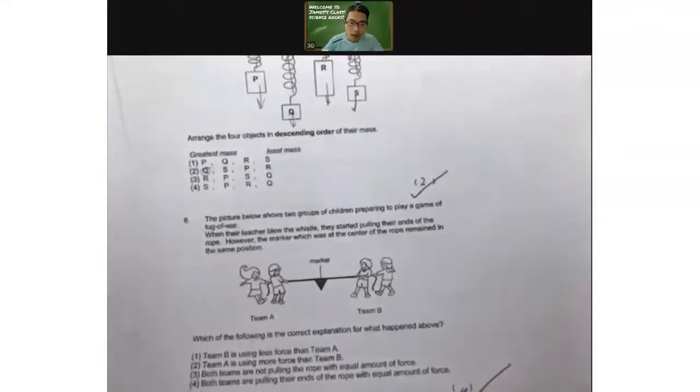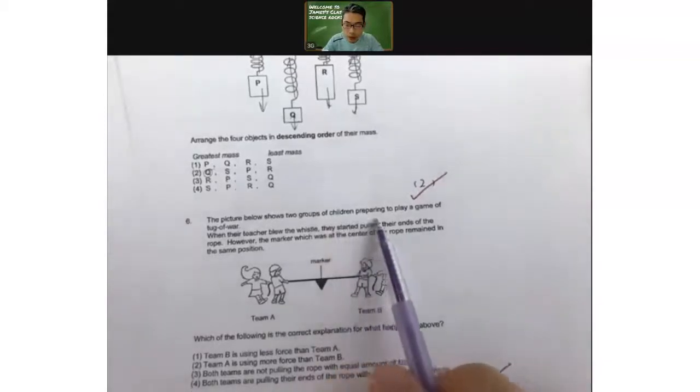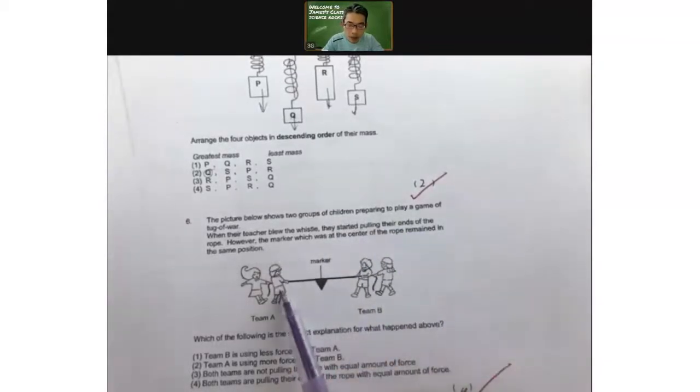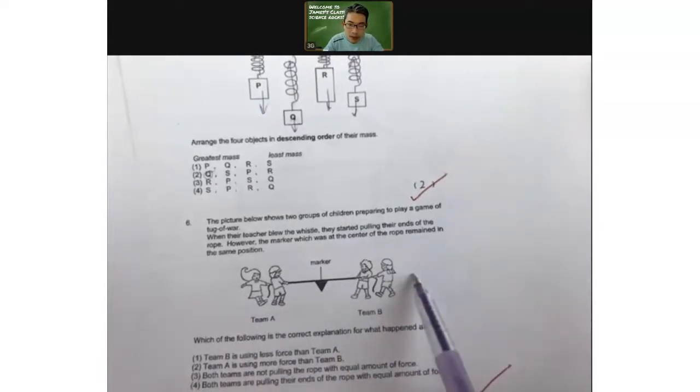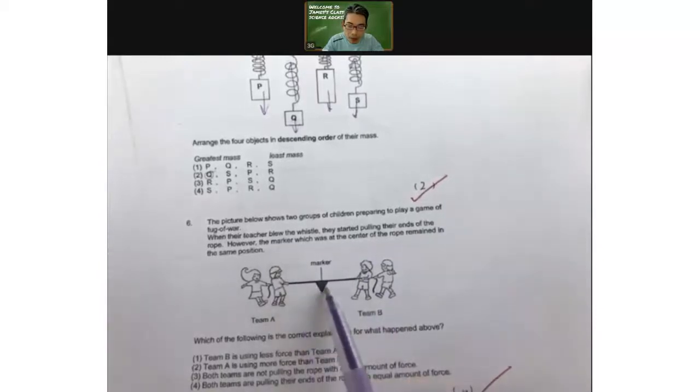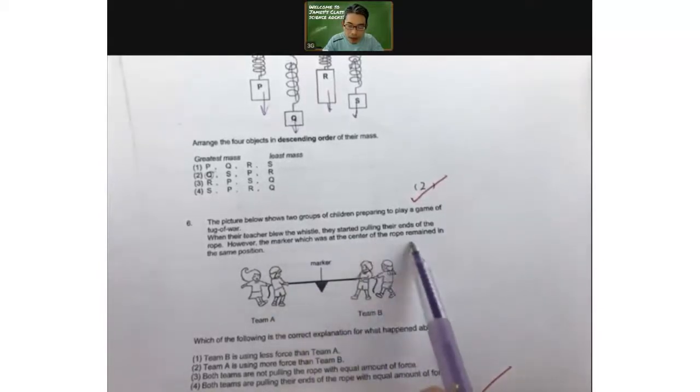Okay, next one. The picture shows two groups of children preparing to play a game of tug of war. So this means this group is pulling towards the left, this group is pulling towards the right. And after a while of pulling, the marker, which is this, is at the center, remains the same.